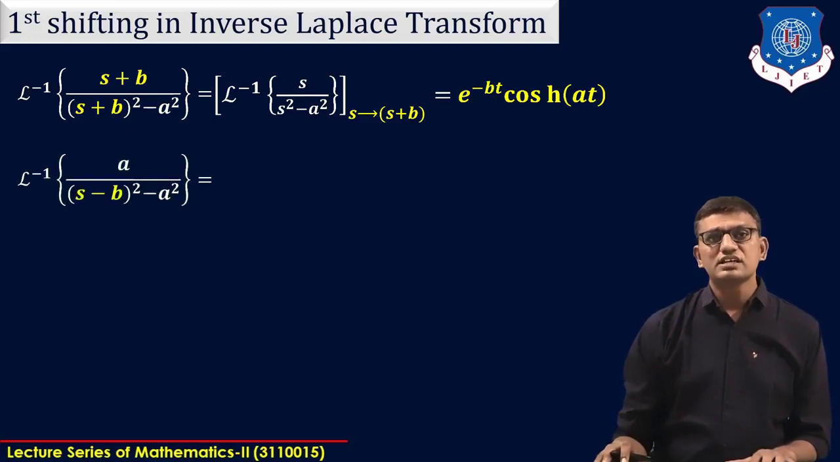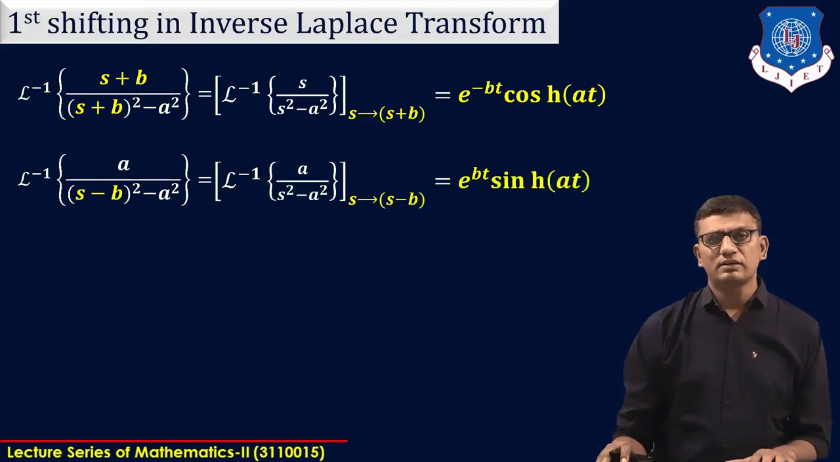Similarly, our question is L inverse of a upon (s minus b) whole square minus a square. Then it can be rewritten as L inverse of a upon s square minus a square, where s is replaced by s minus b. Then our final answer is e raised to bt sin hyperbolic at, because L inverse of a upon s square minus a square is sin hyperbolic at, and s is replaced by s minus b in our question. So we have to multiply sin hyperbolic at with e raised to bt, which is our first shifting property of the Laplace.